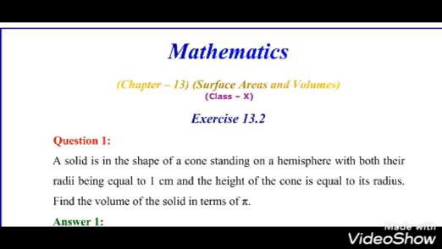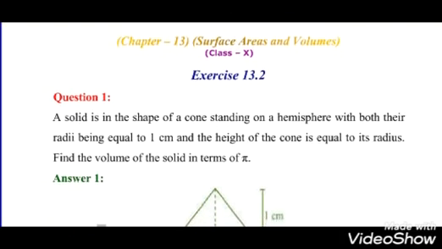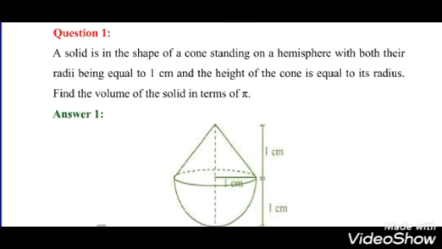So the radius is 1 centimeter and the height is also 1 centimeter. Find the volume of the solid in terms of pi. What is the meaning of that? It means we need not substitute the value for pi. So first we have to see the diagram. This is the diagram for this solution.